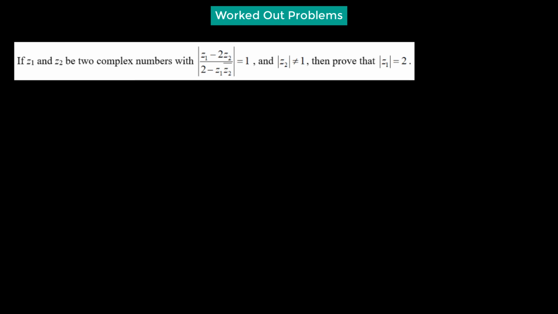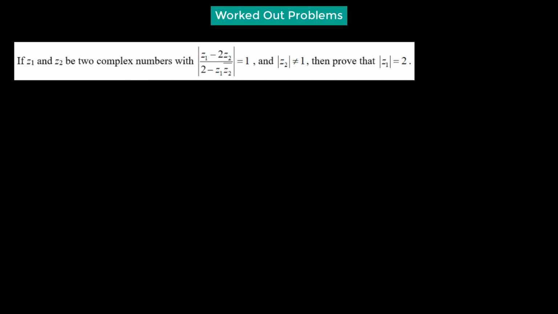So in this question we have two complex numbers z1 and z2, and it's given that the absolute value of z1 minus 2z2 over 2 minus z1 times the conjugate of z2 is equal to 1. And it's given that the absolute value of z2 is non-unimodular, so that means its value cannot be equal to 1. We have to prove that the absolute value of z1 is equal to 2.